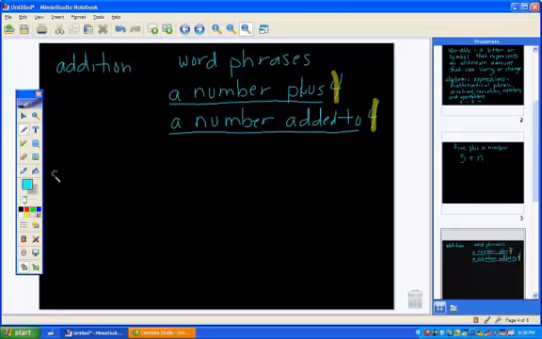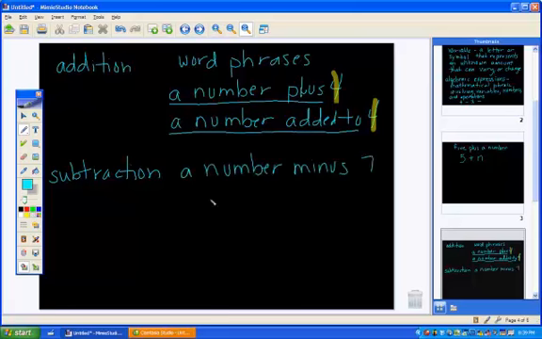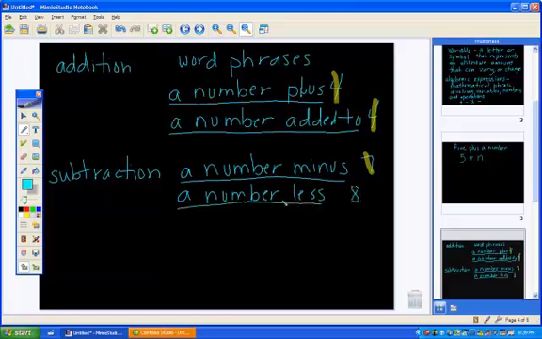For subtraction, the operation of subtraction, some key word phrases could be a number minus, could be anything. Let's say 7. A number minus 7. So there's your key. A number minus. And then this, like I said, could be anything. Or you might see a number less. And we can make this number any number. A number less 8. This is your key phrase. A number less means subtraction. And that is just the number I decided to use.